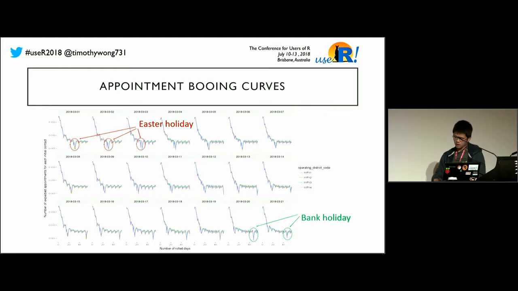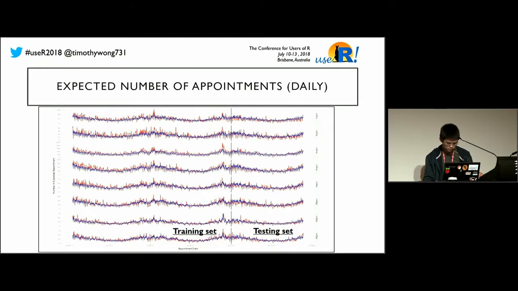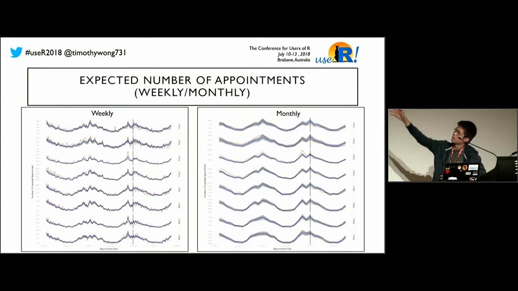At this step, this is step number 2. We know about the number of expected appointments, and also from step 1 we got the number of expected jobs. So we simply multiply them together. We will get the total number of expected appointments. And this is how the model result looks like. This is daily level. We turn them into weekly and monthly for easier visualization, so people can look at them a lot easier.